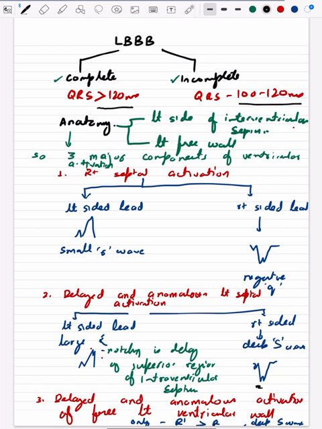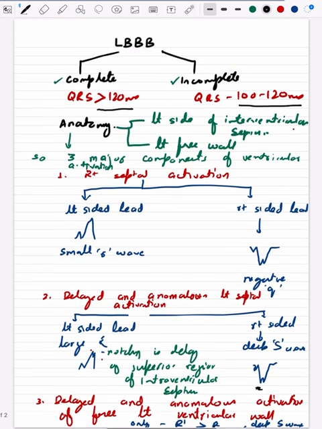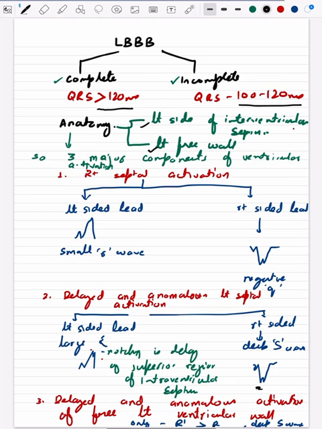Now anatomically, when LBBB is there, we come to know there are two main parts involved, that is the left side of the interventricular septum and the left free wall. So there are three major components of ventricular activation which you have to see. That is first, right septal activation. So right septal activation will lead to, in left sided leads like V5, V6, a small positive R wave. In right sided leads, a negative deflection, that is a small q.